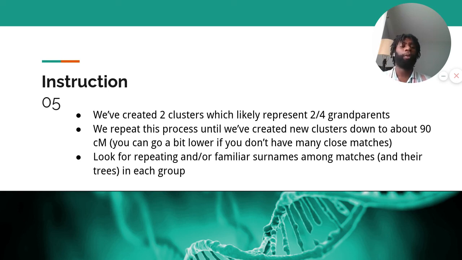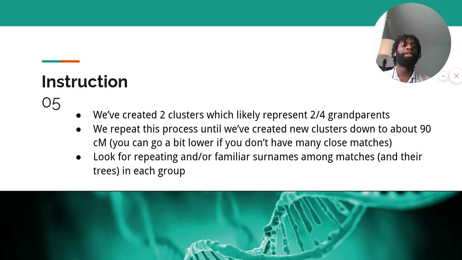One thing to consider, and we talked about this in the disclaimers, is if you don't have a lot of close matches in that second to third cousin range, you can go down a little bit further. You can look down to about 70, 50 cM and still create new clusters within that range of matches. Also, as you're clustering, make note of familiar and repeating names. In this case, we saw that Hall was a familiar name, one that we had a little bit of context about.